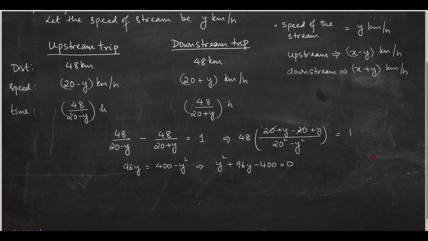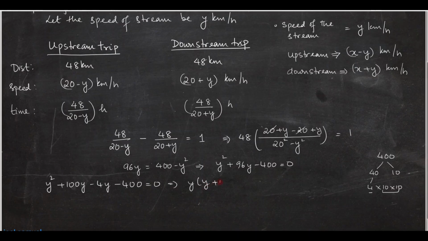So we will try to split the middle term here. The product is 400, which we can write as 40 times 10, and this is again 4 times 10. So this is basically 100 and 4, which will give us a difference of 96, and the product will be 400. So we could write this as y squared plus 100y minus 4y minus 400 equal to 0. Taking common factors, y times (y plus 100) minus 4 times (y plus 100) equal to 0. So the factors are (y minus 4) into (y plus 100) equal to 0, which essentially means either y is 4 or negative 100.